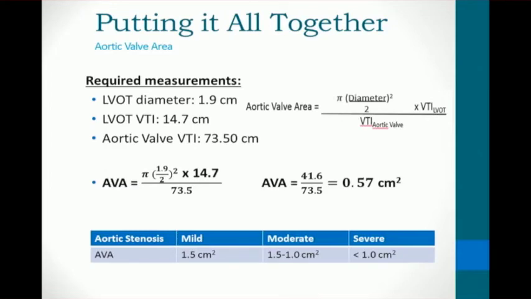Let's look at aortic valve area. We'll take the cross-sectional area of the LVOT, which is 2.8, multiply that by 14.7, the LVOT VTI, and we get 41.6. We divide that by the aortic valve VTI of 73.5 and get an aortic valve area of 0.57, again consistent with severe aortic stenosis. So we seem to have discrepant values. The velocity and gradients across the aortic valve suggest only moderate stenosis, while the aortic valve area and dimensionless index suggest severe aortic stenosis. Why would we have these discrepancies?